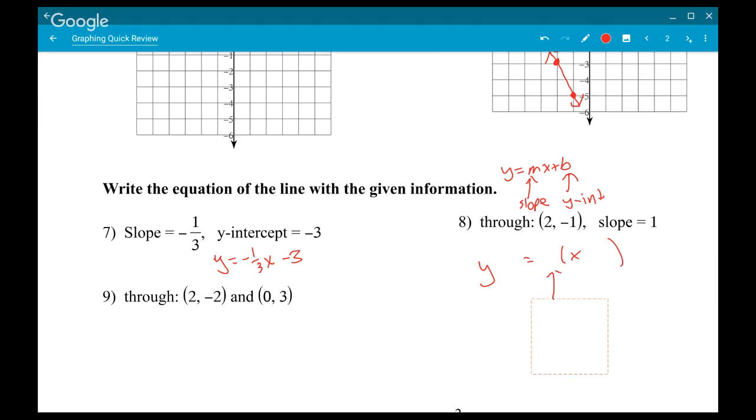The number that goes right there is your slope. I've been told what my slope is. My slope is 1, so I'm going to put a 1 there. Now, basically, here's the slightly hard part.